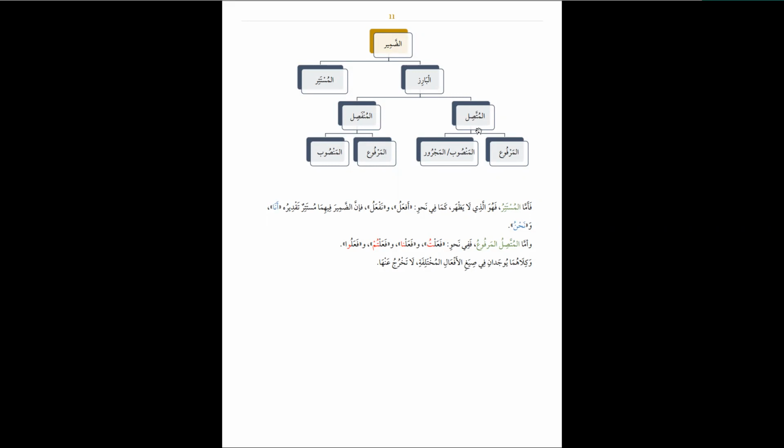أما بعد، حياكم الله جميعا في الدرس السابع في شرح مختصر النحو المفيد للمبتدئ فيه والمعيد. كنا قد وقفنا أمس عند انقسام الضمير إلى أقسام عدة، وقلنا إن الضمير إما أن يكون بارزا وإما أن يكون مستترا. والضمير البارز إما أن يكون متصلا وإما أن يكون منفصلا.